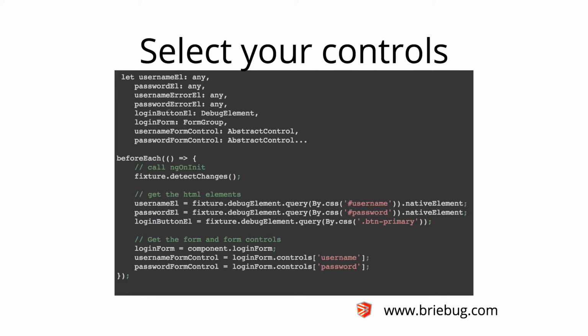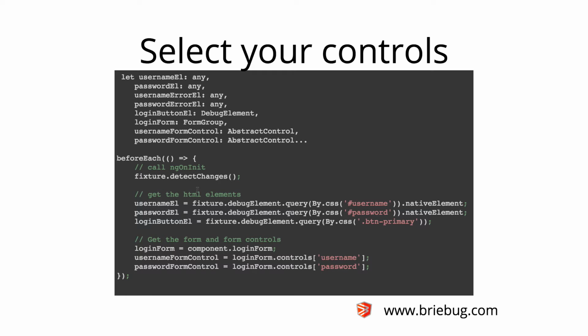Here we've got a login button that we actually want a debug element for. And then we have our login form. This is our form group. We want to get our username form control, which is an abstract control. These kind of blur the line a little bit, and we'll talk about this in a second.